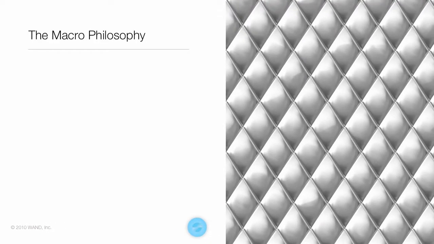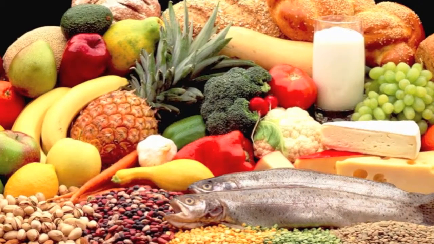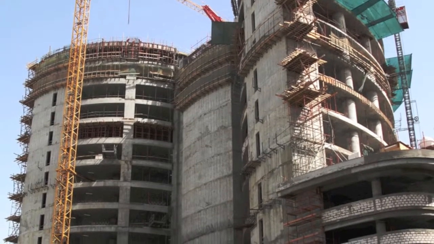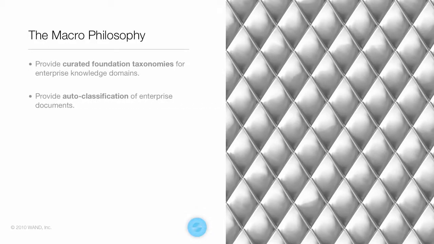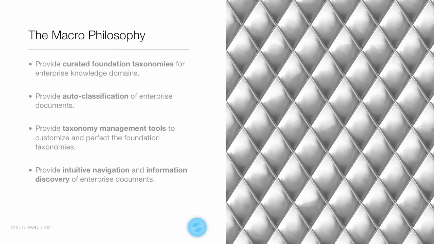The macro philosophy. Number one, provide a curated foundation taxonomy for enterprise knowledge domains. If we have documents about food and beverage, we provide food and beverage taxonomies. Construction documents, construction taxonomies. Second, provide auto-classification of documents to the taxonomies when they're checked in individually or in bulk into Universal Content Management. Number three, provide taxonomy management tools to customize and perfect the foundation taxonomies. Number four, provide intuitive navigation and information discovery of the enterprise documents. And the end result is extraordinary relevance of the search results for the enterprise user.